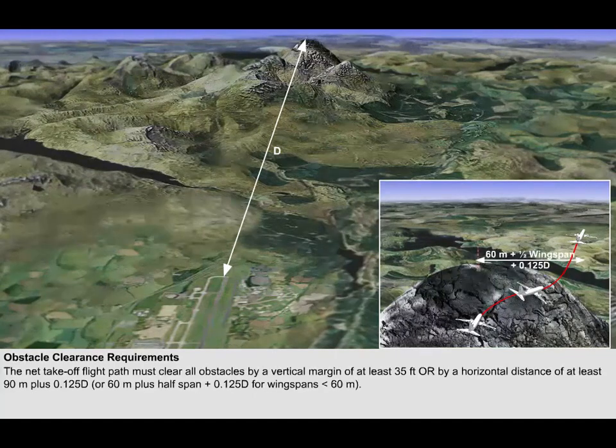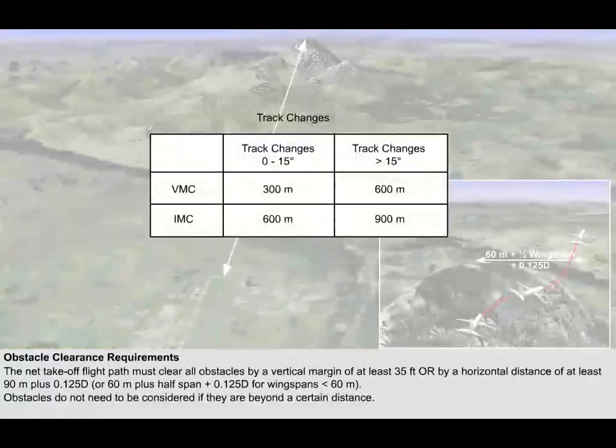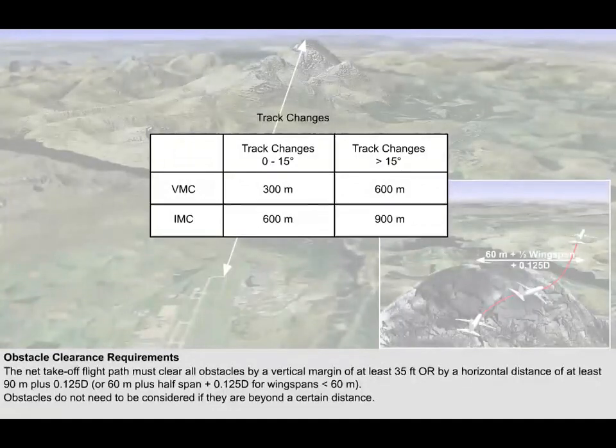For aeroplanes with a wingspan of less than 60 meters, a horizontal obstacle clearance of half the aeroplane wingspan plus 60 meters plus 0.125 times d may be used. However, obstacles further away than the values in the table need not be considered. We have seen this horizontal clearance information before when we were discussing Class B multi-engine obstacle clearance. However, there are two crucial points to consider when trying to work out the vertical clearance.